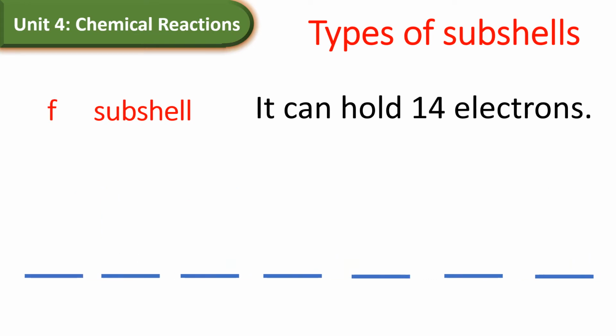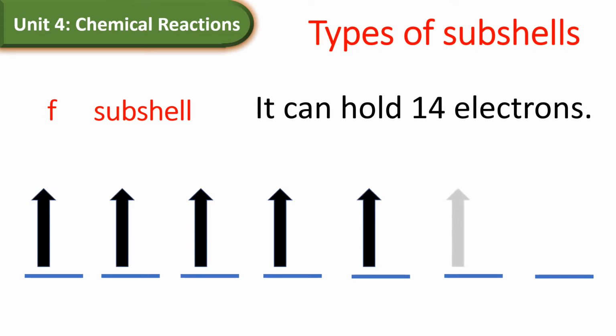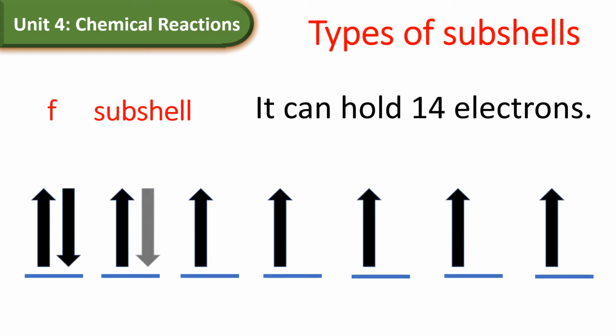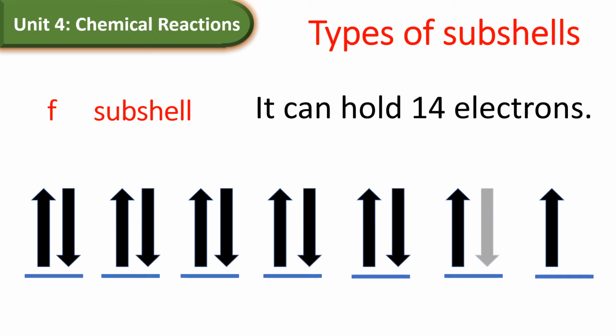And lastly, we have your F subshell, which can hold up to 14 electrons. So we will have 1, 2, 3, 4, 5, 6, 7, 8, 9, 10, 11, 12, 13, 14.